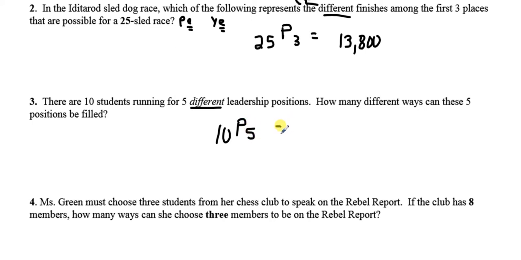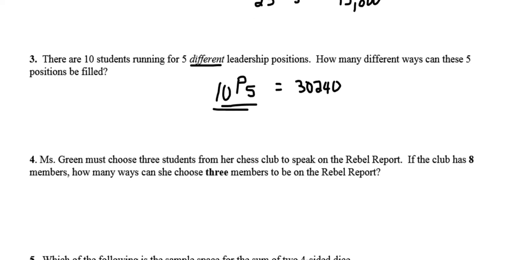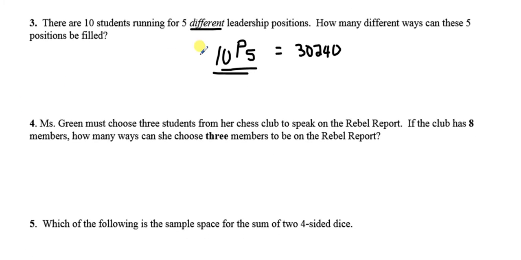Same way on the calculator, and that comes to 30,240. And on your test, make sure you write this down like that, so I know what you did. So if you don't get the right answer, we can figure out what you did wrong.